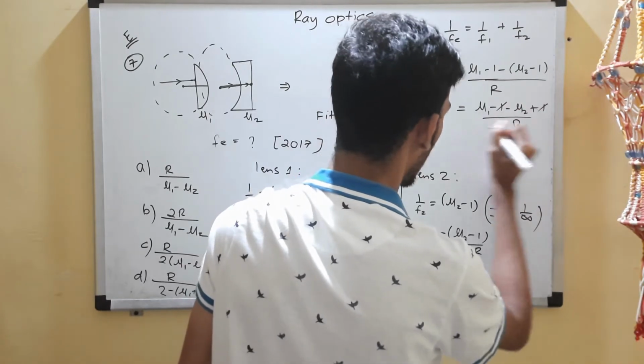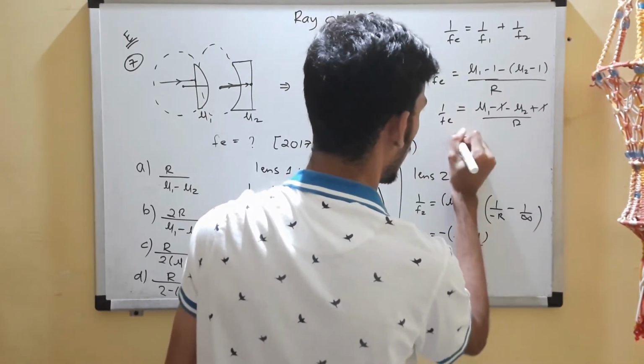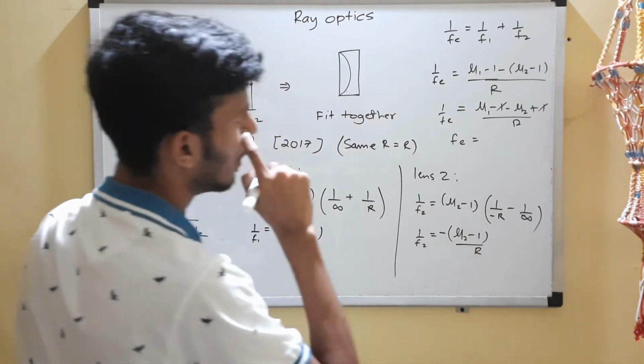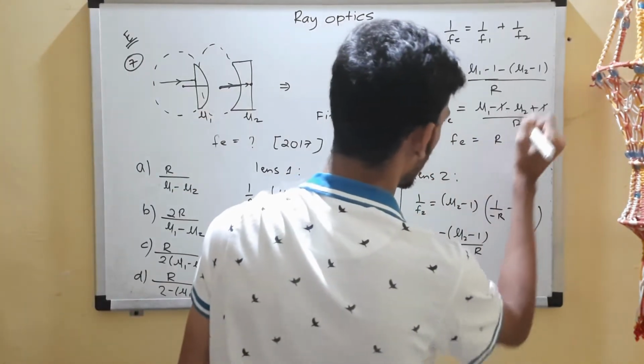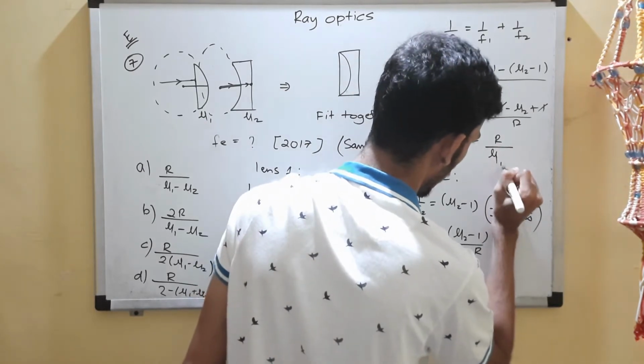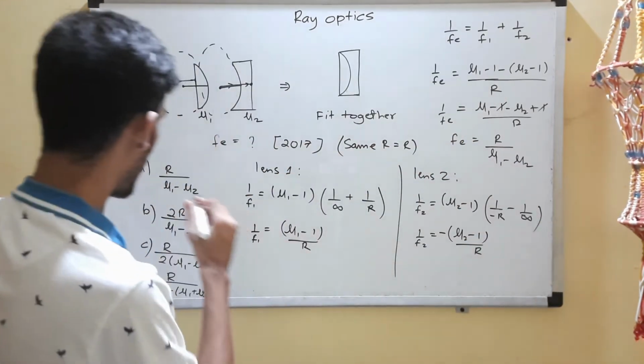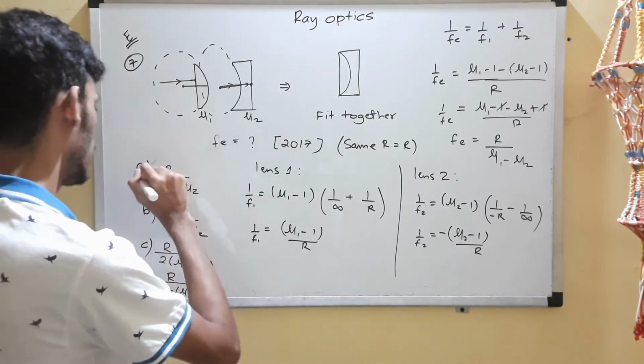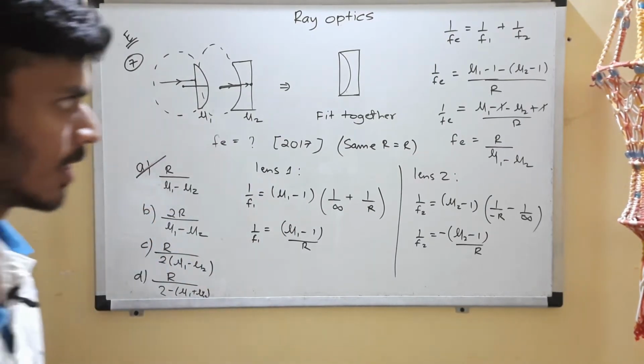This and this will get cancelled. 1 upon Fe, or Fe will be given as, just take the reciprocal, R upon mu1 minus mu2, which is option A. So R upon mu1 minus mu2 is the correct choice over here.